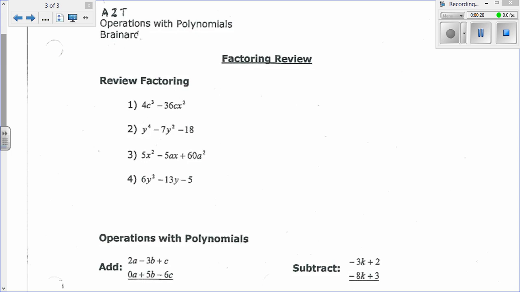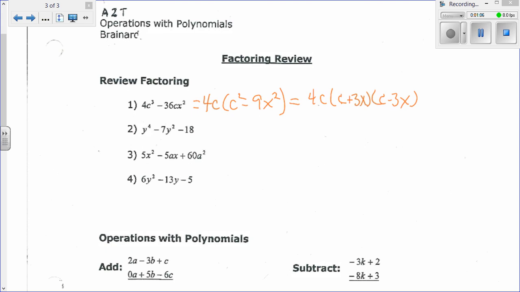So, some factoring review. For number one, remember the first thing we always look for is a GCF. And I have a GCF of 4c here. And when I factor out a 4c, I'm left with c squared minus 9x squared. And looking inside my parentheses, that is a difference of two perfect squares. So it's going to break down one more time. So it is 4c and then parentheses, and another set of parentheses, c plus 3x and c minus 3x.